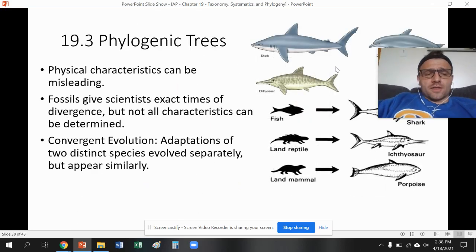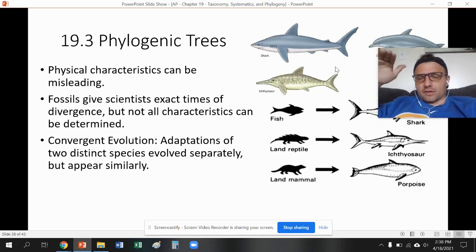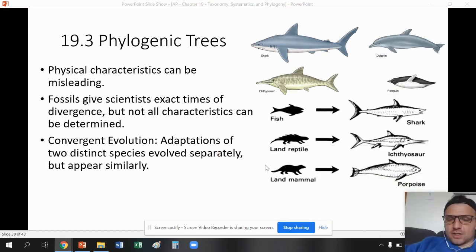All right, along with these different characteristics, what we see is something called convergent evolution, which means that adaptations are going to be similar within certain species. You can see this land mammal becoming this porpoise, this land reptile becoming the ichthyosaur, and the fish becoming the shark. They all evolved very similar adaptations, but differently. All these adaptations make these organisms really good for swimming in the water, but they all evolved differently. So this is an example of what's called convergent evolution. These are almost like analogous structures, if you remember analogous structures.